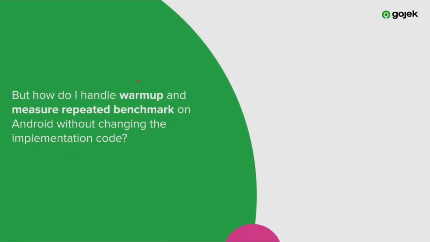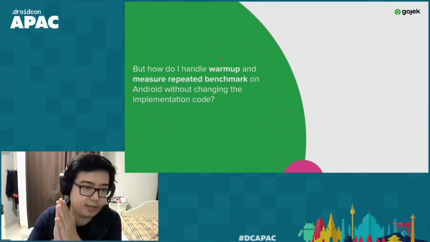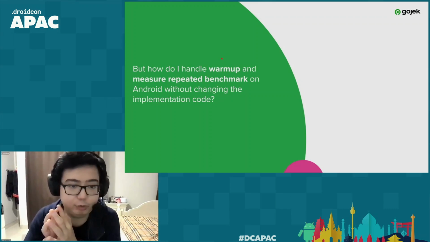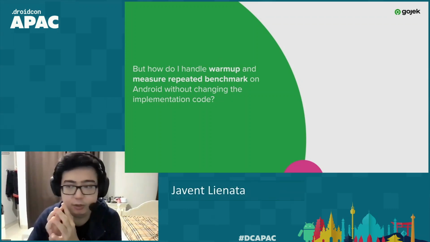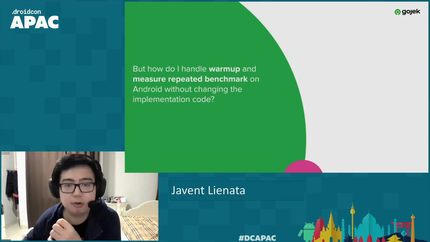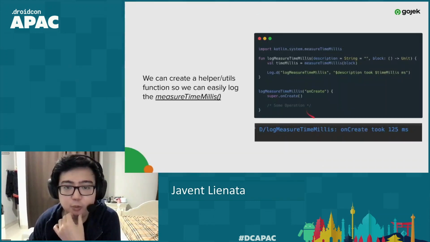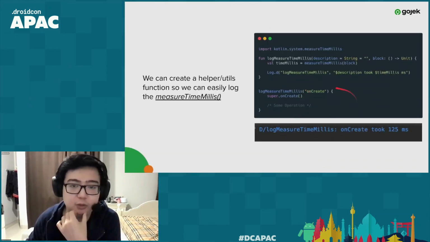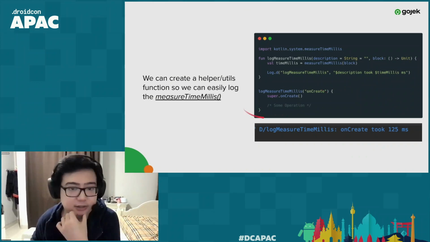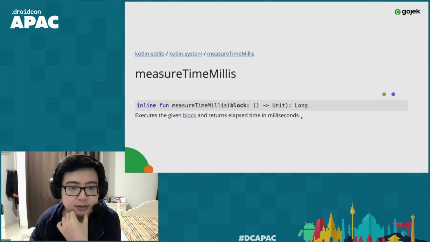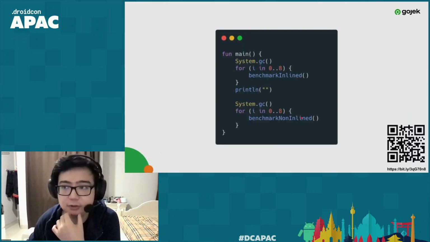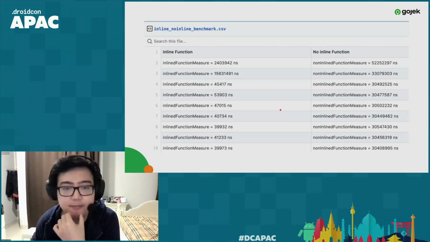But how do we handle warm up and measure repeated benchmark on Android code without changing the implementation code? For example, most of the time when we do benchmark, we don't run only one time, right? When we do benchmark, we want to run it repeated, like what I did before here. So here I repeat the benchmark for 9 times to get a better result, so I can compare.